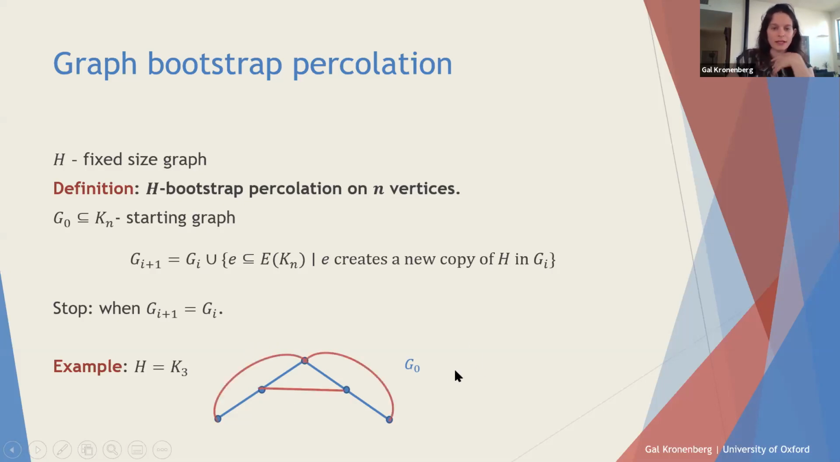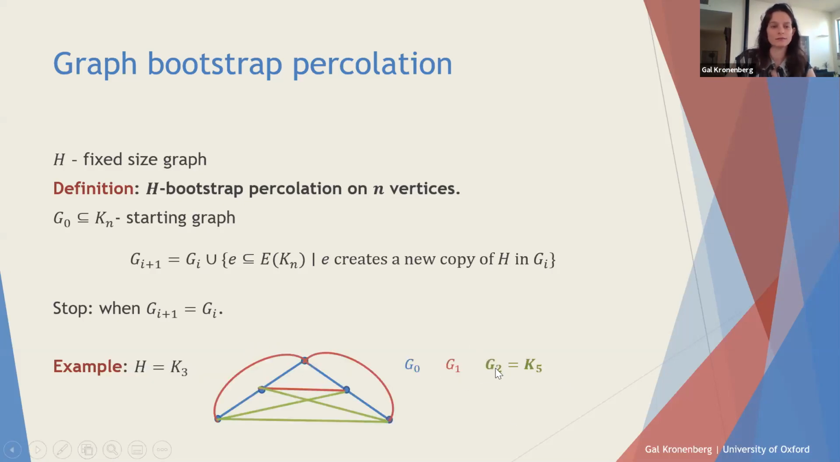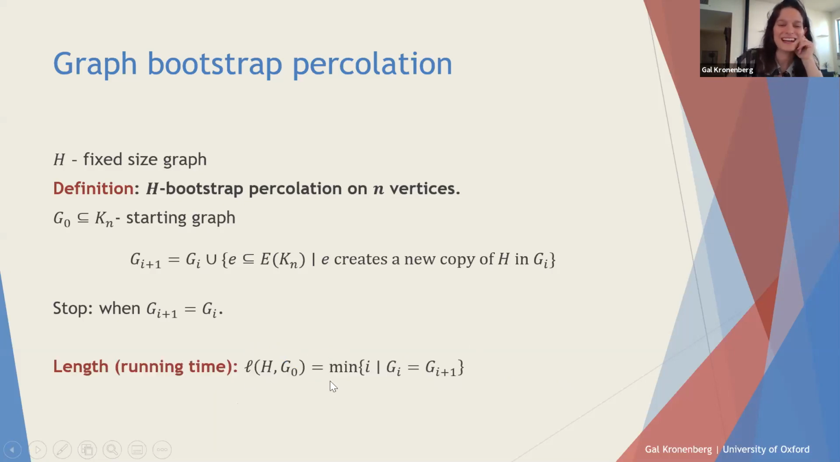In the first step, I can add all of these edges to close a triangle. In the second step, I can add all of these edges, and I'm done. Okay, so in this case, it took me 2 steps. So the Wick's iteration number in this case, I will get to it. The length of the percolation in this case will be 2.